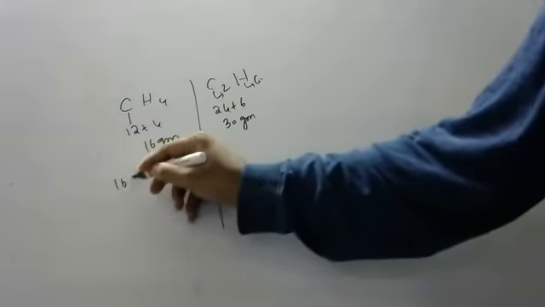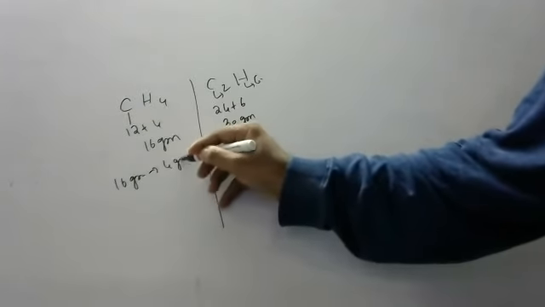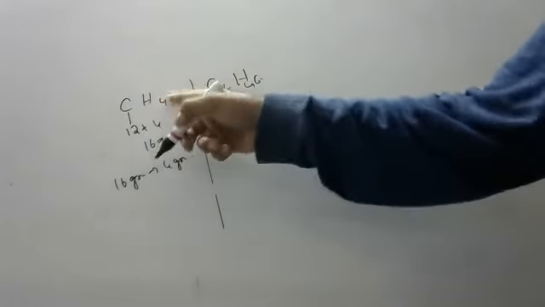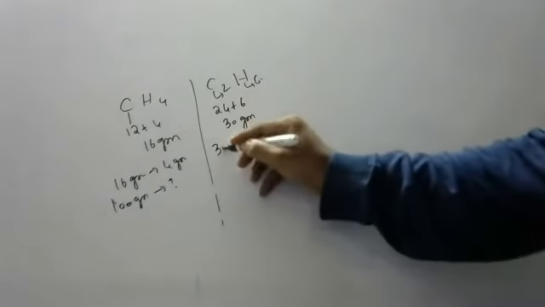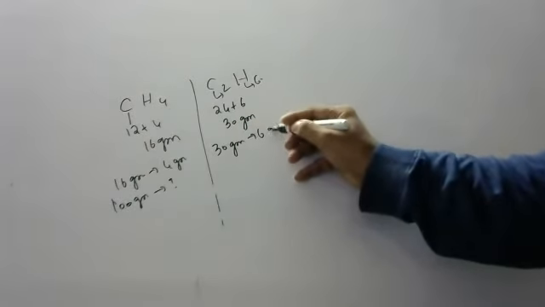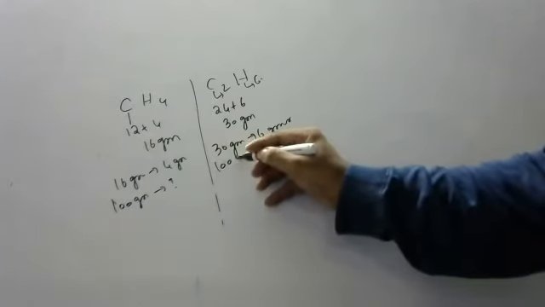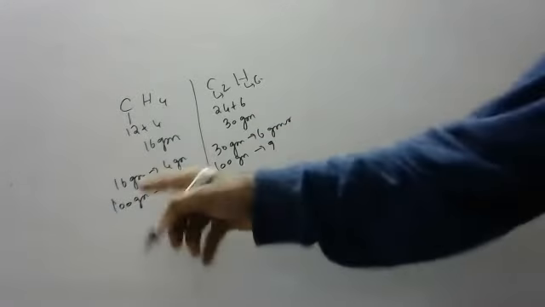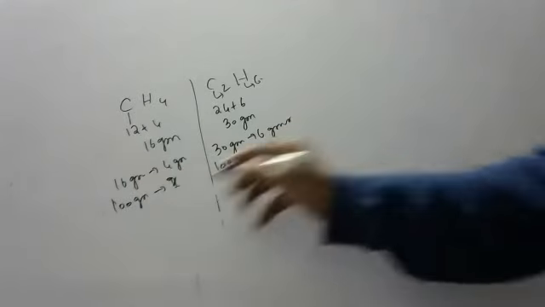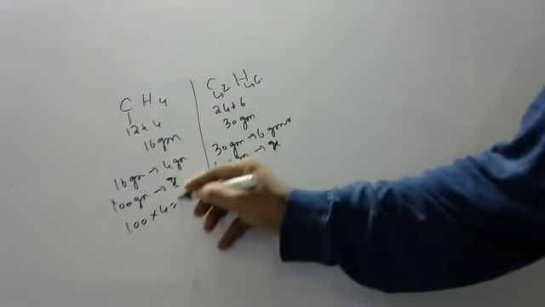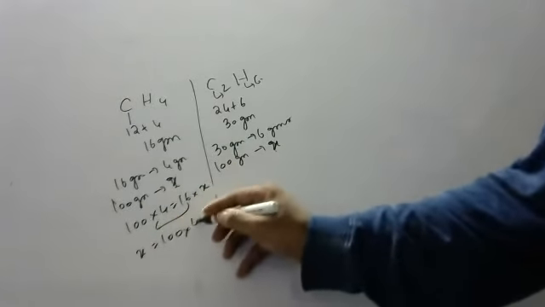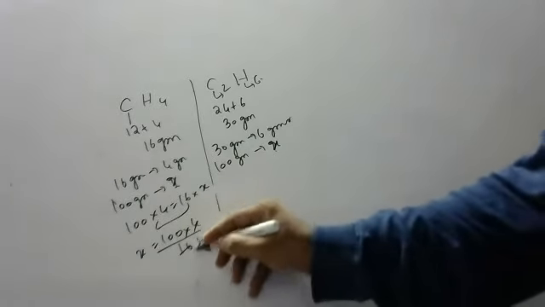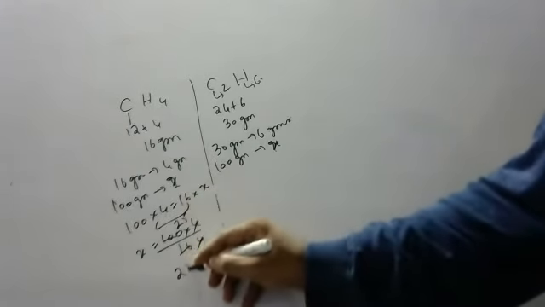So children, 16 grams has 4 grams of hydrogen. 100 grams has how much hydrogen? In the same way, 30 grams has 6 grams hydrogen. 100 grams has how much hydrogen? Percentages I'm calculating, that's why 100. Cross multiplication: 100 into 4 is equal to 16 into x. X is equal to 100 into 4 by 16. So the answer is 25% hydrogen here, children, in methane.